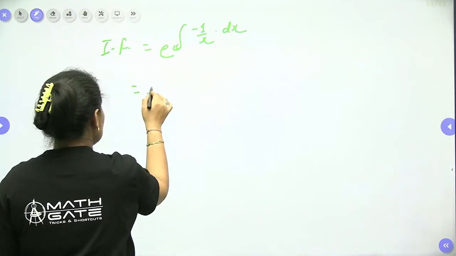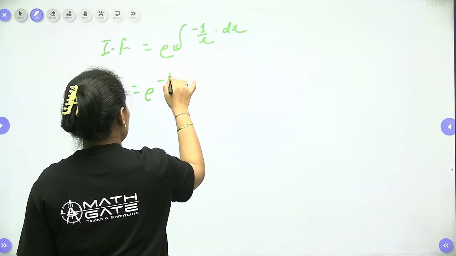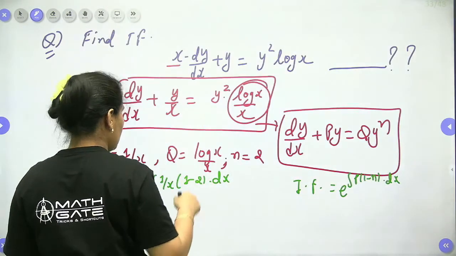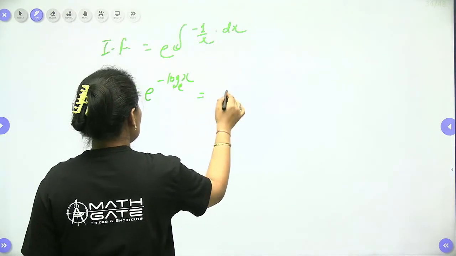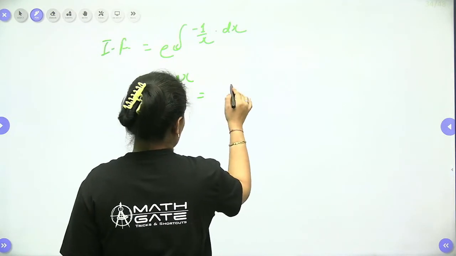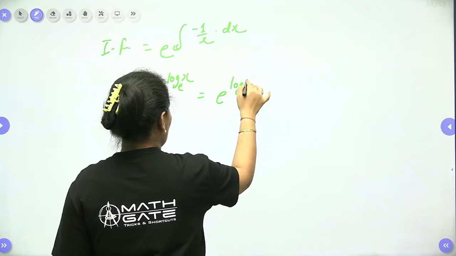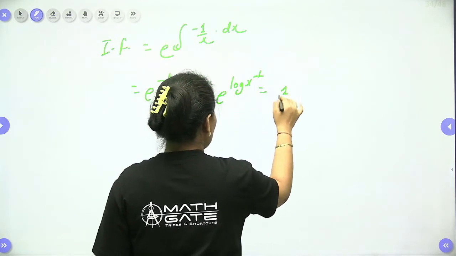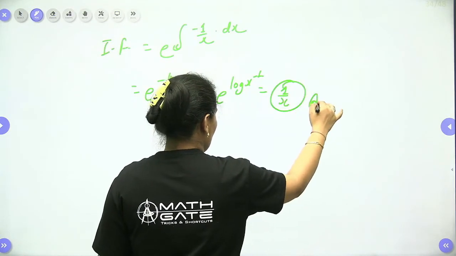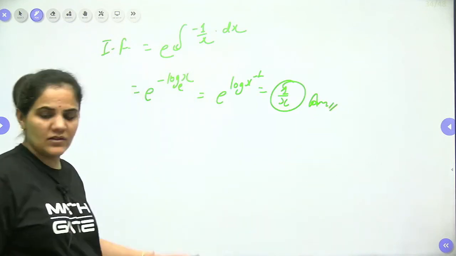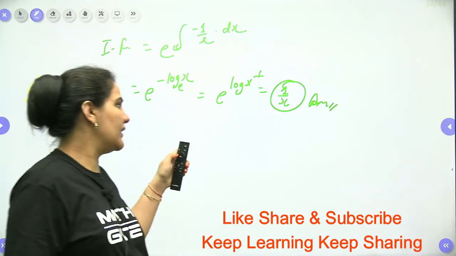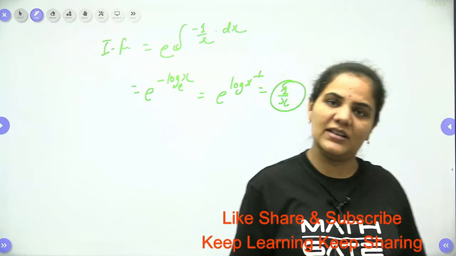So we will approach it: e to the power minus log x, to the base e. So it will be e to the power log of x to the power minus 1. So it will be 1 by x only. So hence your integrating factor will be, guys, what? 1 by x. So you can conclude the answer that the integrating factor is 1 by x.